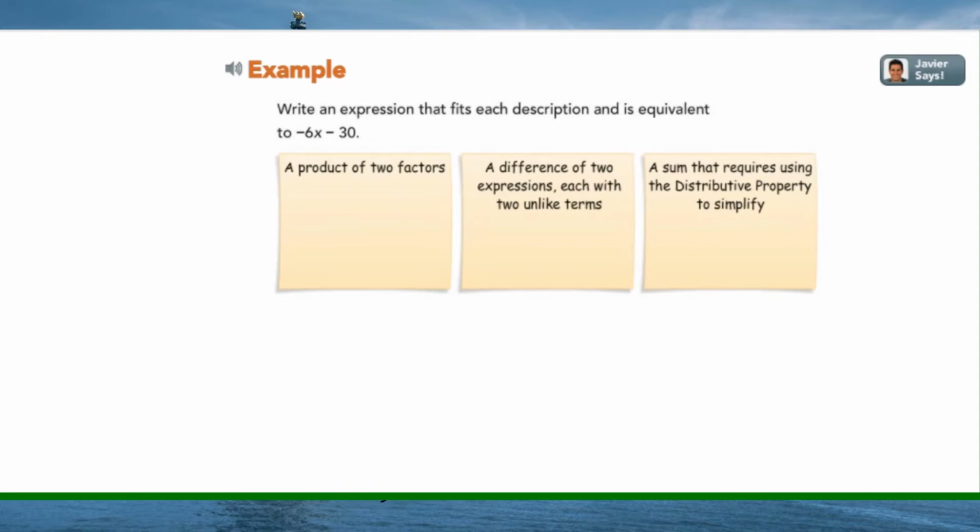The second one says a difference of two expressions, each with two unlike terms. So this is how it will be set up. We're taking the difference of two expressions. So that means I have to think of how I can split up negative 6x and negative 30. So I know I can have a negative 6x, and then if I add, I can split that up, negative 6x, as negative 3x and another negative 3x. So I'll go ahead and put that in my parentheses here.